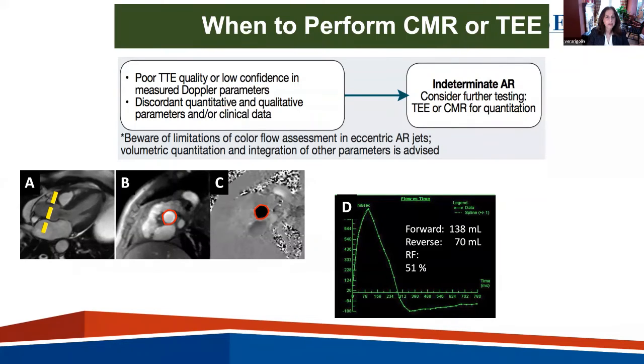So when we have these uncertainties, other tests such as cardiac MRI may be useful. And here's just an example of a patient with aortic regurgitation and how the MRI can be useful to quantify regurgitation in the settings where echo is unable to do so.